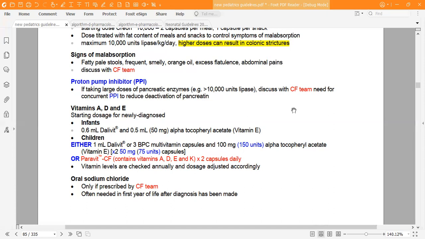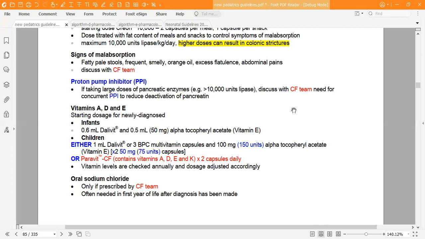Okay, vitamins A, D, and E. Starting dosage for newly diagnosed patients. In infants, you start with 0.6 ml Dalivit and 0.5 ml alpha tocopherol acetate, which is vitamin E. So you'll start with 0.6 and 0.5 ml vitamin E. Children: 1 ml Dalivit or 3 multivitamin capsules and 100 milligrams alpha tocopherol, which is vitamin E as well.